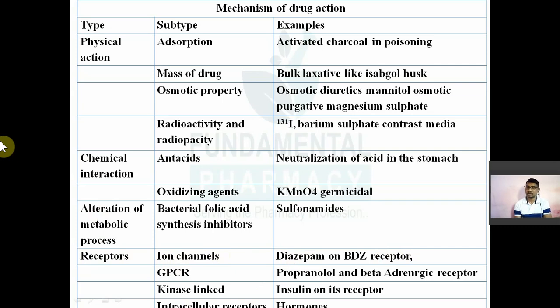Suppose that if sodium goes inside the cell, there is a disturbance in the polarity inside the cell. That is nothing but depolarization, and once there is depolarization there will be generation of action potential or conduction of your nerve.